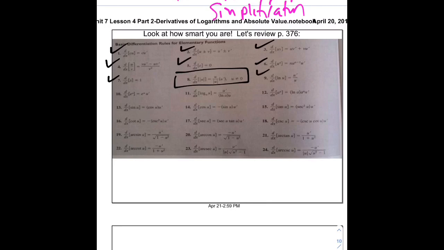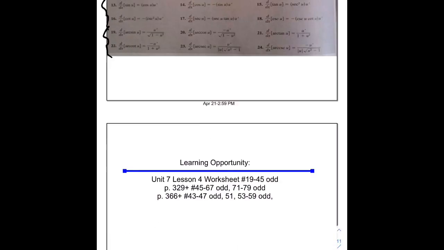We just finished the natural log. Here is exponential base e. Here is log other than base e. Here's exponential other than base e. These are all of your trig derivatives, and here are all of your inverse trig derivatives. So congratulations, you should be able to differentiate anything.